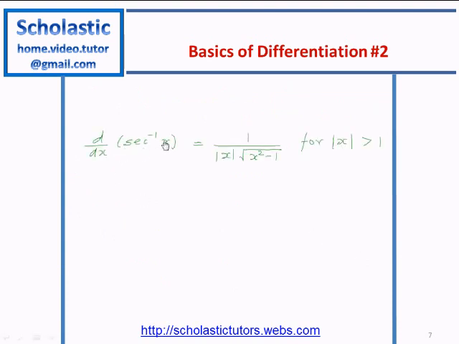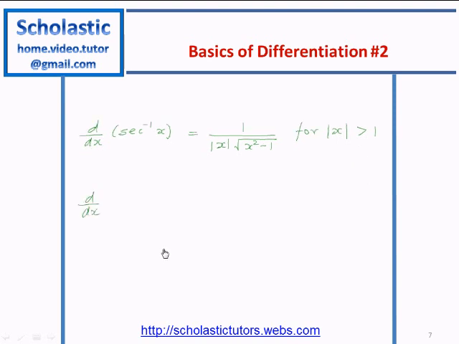Also, sec inverse x, or secant inverse x, is equal to 1 over modulus of x times root of x squared minus 1. That is for modulus x greater than 1. Similarly, cosec inverse x can be written as negative 1 over modulus of x times root of x squared minus 1, for modulus x greater than 1.